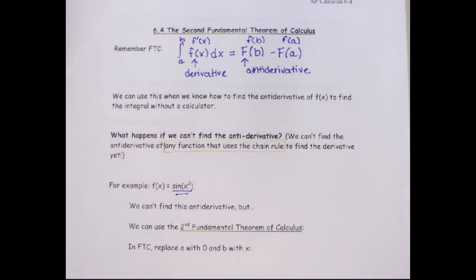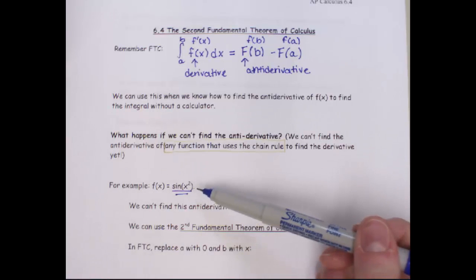It doesn't mean that I'm not teaching you how to do that. It means you actually cannot do it. For example, sine of x squared. You cannot physically find an antiderivative of sine of x squared.